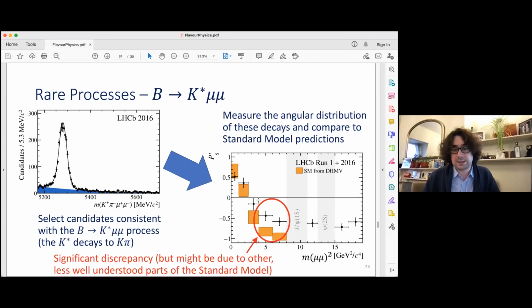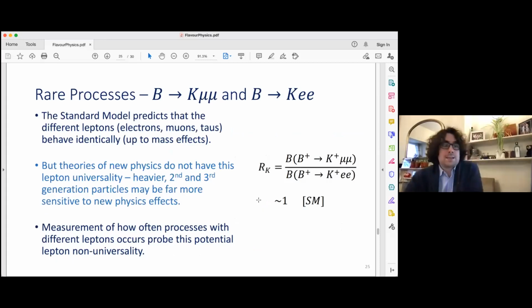It's something we're still discussing. We're going away, we're making more measurements. We're trying to understand what the cause of this tension is. Now, the standard model also predicts that different leptons, electrons, muons, taus, behave identically up to various different mass effects.